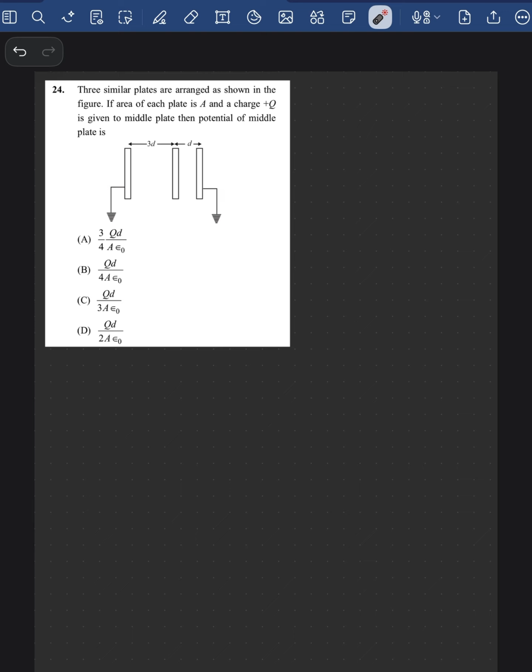And if you notice in this diagram, these two extreme plates are grounded, right? So from all of these conditions, we need to calculate what will be the potential of the middle plate. What will be the potential of the middle plate over here, right?